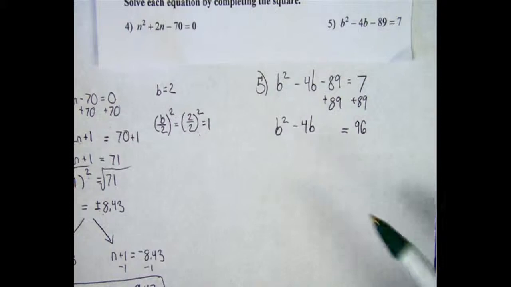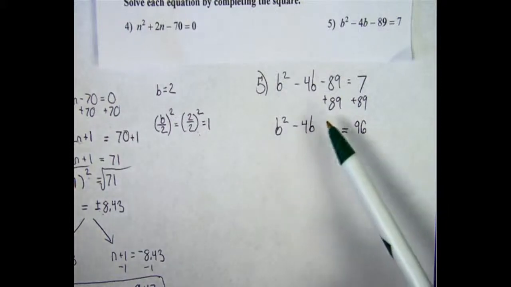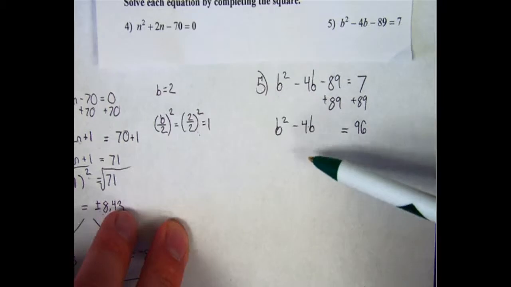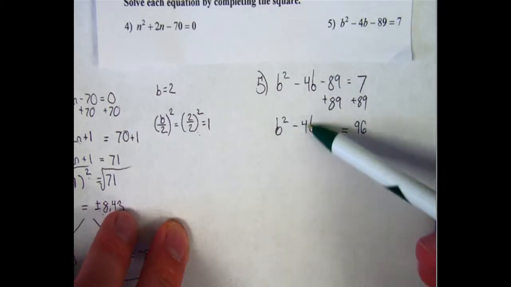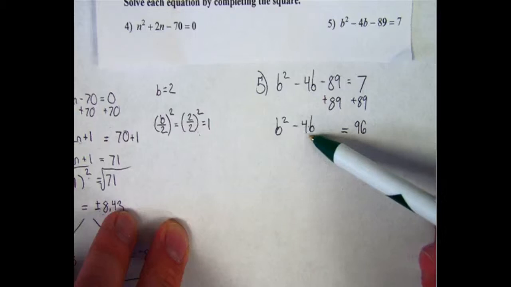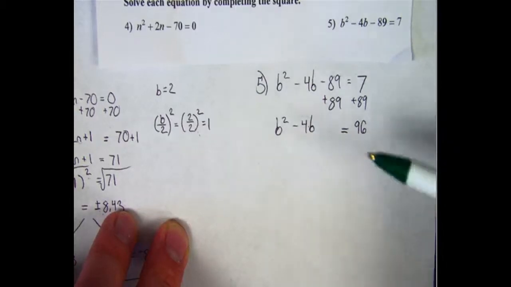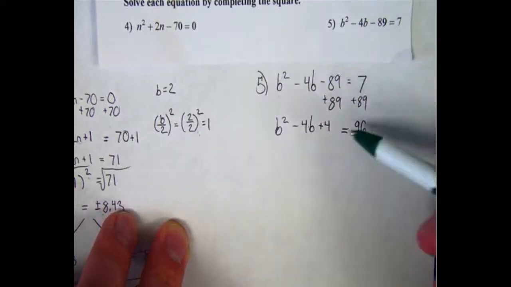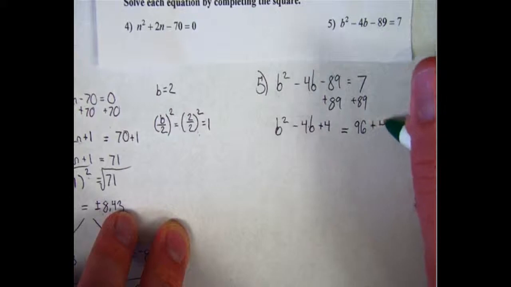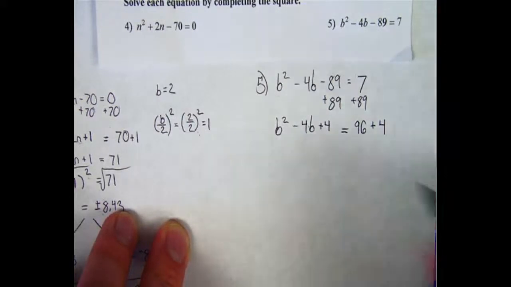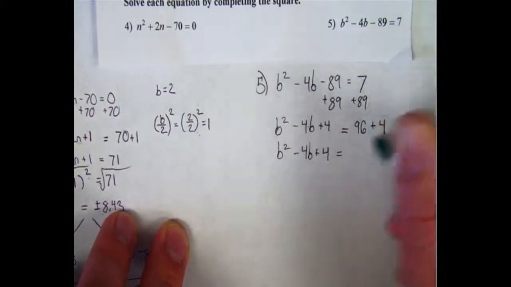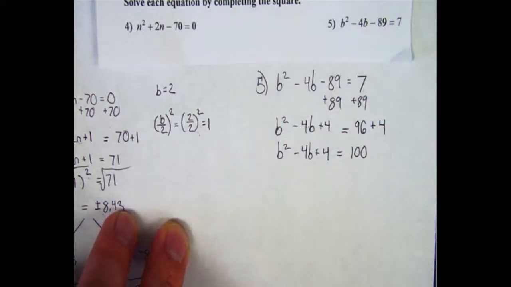So now I'm going to add something in here to make this a perfect square, and that something is going to be half of b, squared. Now b, remember, refers to the coefficient of the linear term. So I'm going to take half of negative 4, that's negative 2, and then square that. Negative 2 squared is positive 4. So I'm going to add 4 right there, but if I add 4 to one side, I have to add 4 to the other. So this gives me b squared minus 4b plus 4 equals 100.